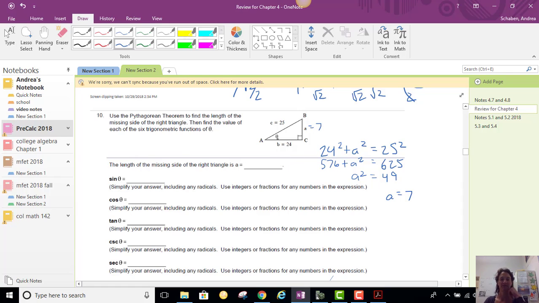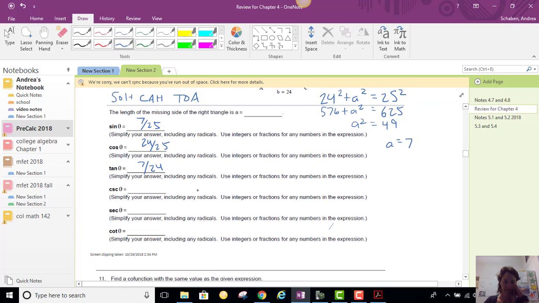Now all we have to do is read the triangle for SOHCAHTOA. And I would write this at the top of your test right off the bat too. So sine is 7 over 25, cosine is 24 over 25, tangent is 7 over 24. And then these are just reciprocals, so 25 over 7, 25 over 24, and 24 over 7.